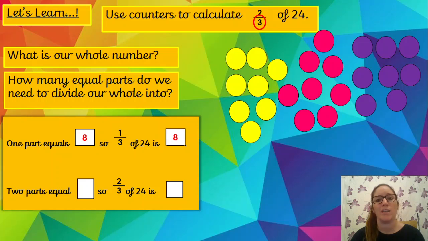How many have I got in 2 parts? So this is 24. This is 1 part. This is 2 parts. So how many have I got all together in these 2 parts? Well, if 1 part is 8, I know that 2 lots of 8 is 16. So 2/3 of 24 is 16.